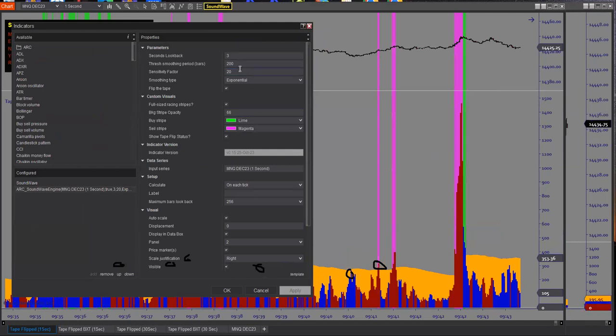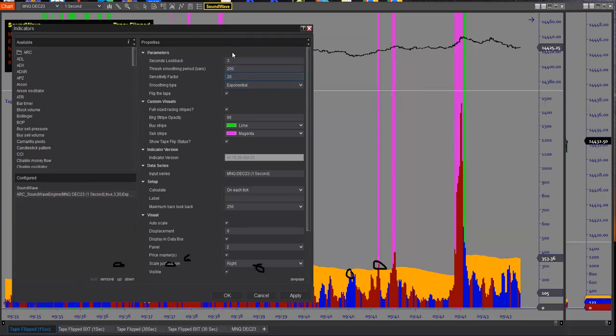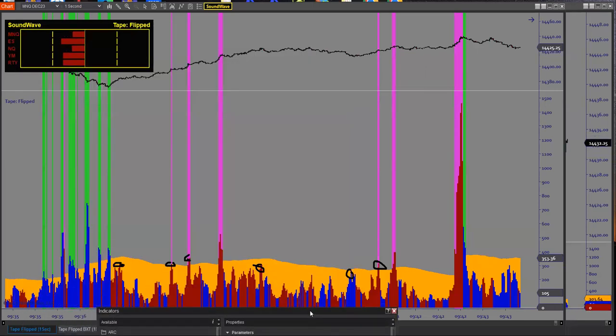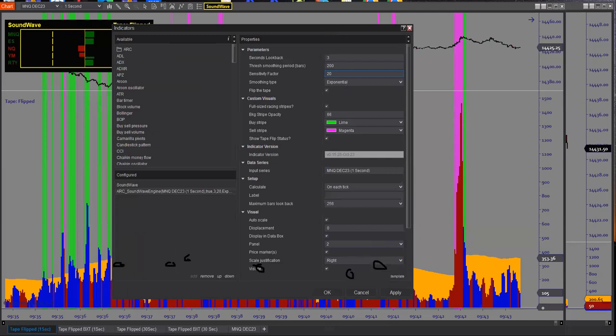Yeah, dropping the sensitivity down, not changing the bars. This will change the look back it's using to collect the data, but this is going to give you the ability to pick up more of the peaks. Does that make sense? I think that's probably the easier way.